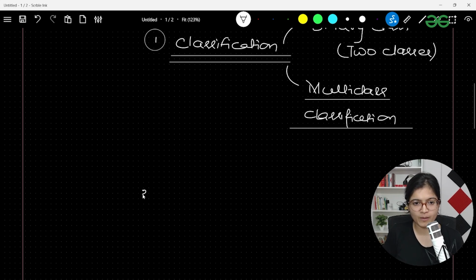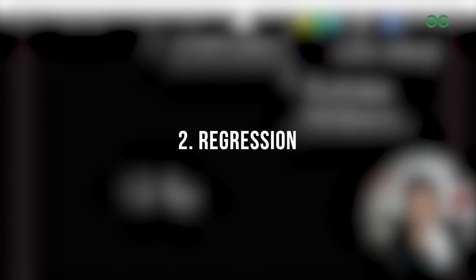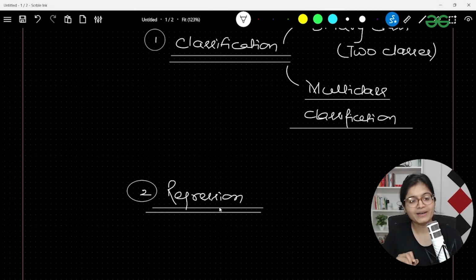So this is the first variety of supervised machine learning problems that we will deal with. And the second variety of problems that you will deal with is regression, right? So what will happen in a regression based problem? You will observe that here we are trying to predict some continuous real value, a real number.